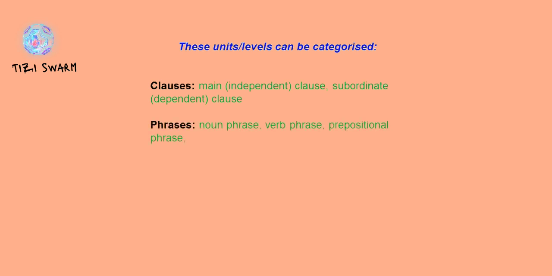Phrases can be classified according to whether they are a noun phrase, a verb phrase, or a prepositional phrase. We're going to look at those in a bit more detail in a second. And as we already know, words can be classified according to the part of speech. Okay, so let's just briefly focus on phrases a little bit more.